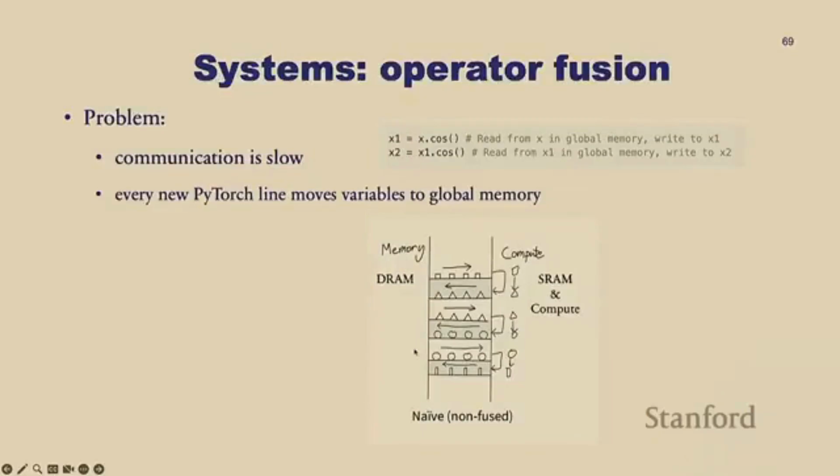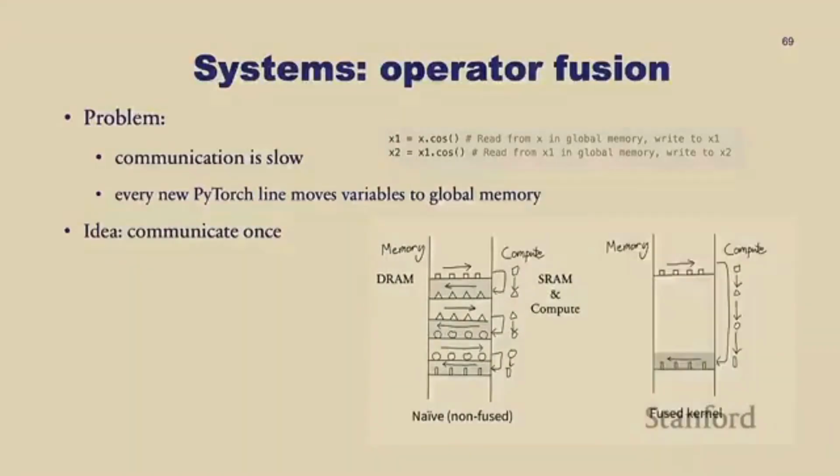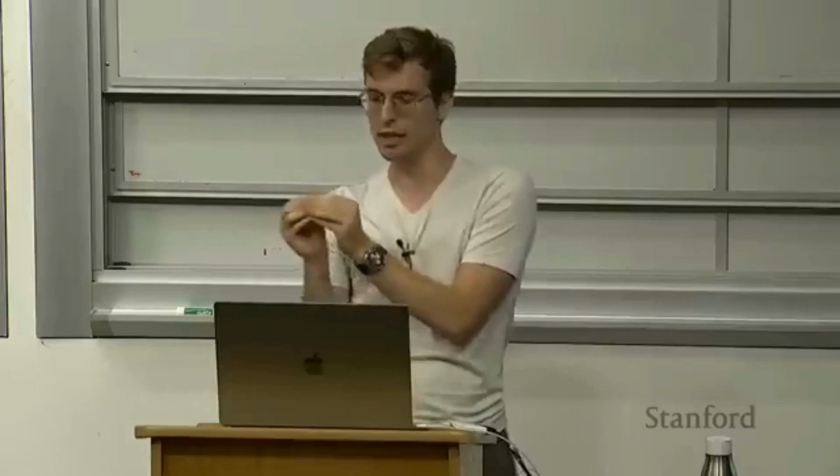This seems very wasteful. So the simple idea of operator fusion is just communicate, do all the computation, and ship it back once. And this is exactly what fused kernels are. So if you ever want to make your computations in PyTorch much faster, just apply torch.compile on your model. This is going to make your model around 2 times faster. What it does is simply rewrite your PyTorch code in C++ and CUDA to do the communication only once, then do all the operations, then ship it back.